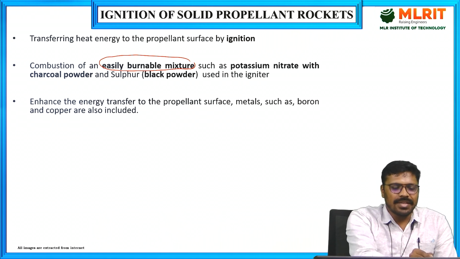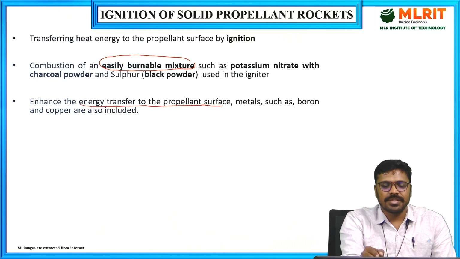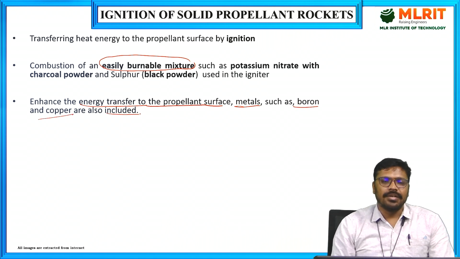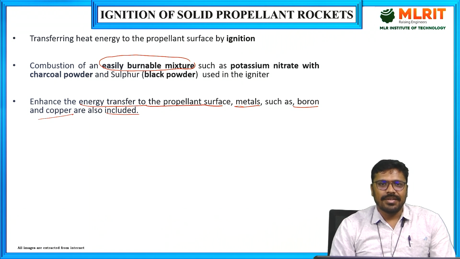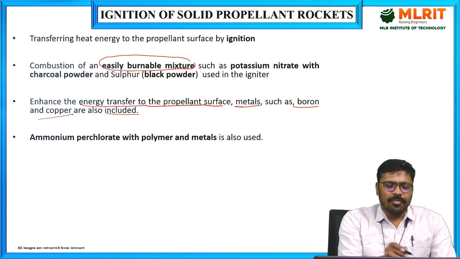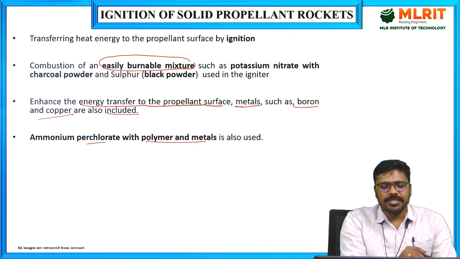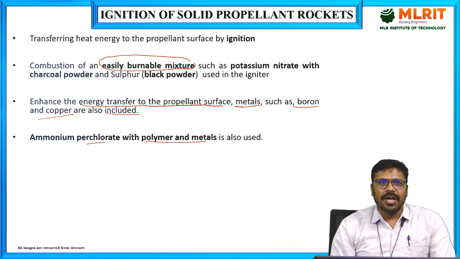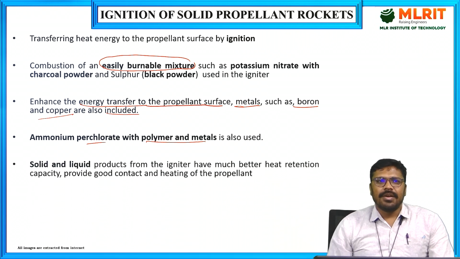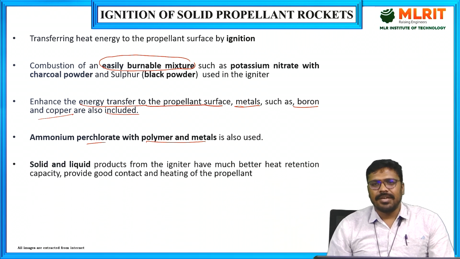To enhance the energy transfer to the propellant surface, we can also add metals such as boron and copper in the burnable mixture of the igniter. Even ammonium perchlorate with polymer metals are also used in the burnable mixtures in the igniter.